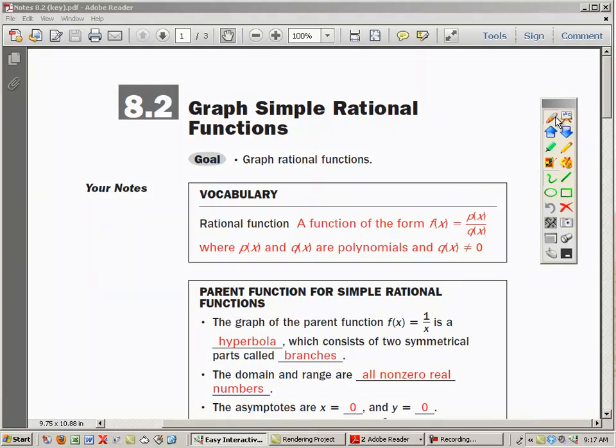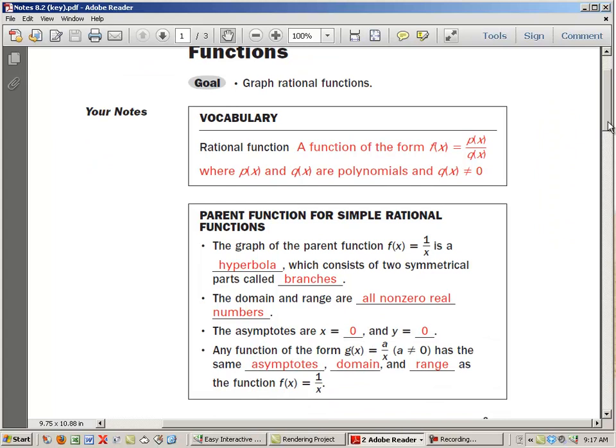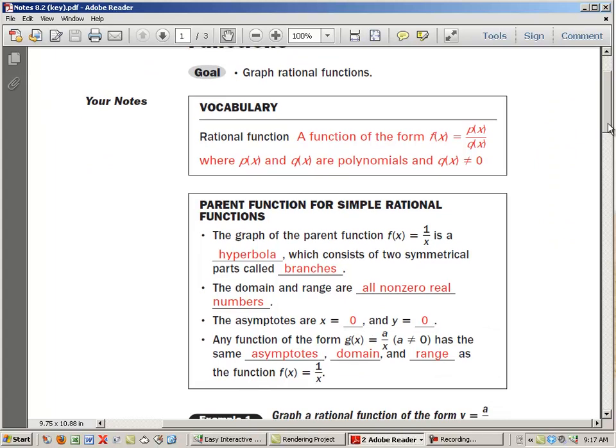All right. So the first thing is a rational function is a function in the form f of x equals p of x over q of x, where p of x and q of x are polynomials, and q of x can't be equal to 0. And again, it's pretty obvious that q of x can't be equal to 0 because if it is, we get a 0 in the bottom of our fraction, which, as you know, is undefined. Okay? So let's take a look at some simple rational functions and talk a little bit about this idea of the parent function for a simple rational function.